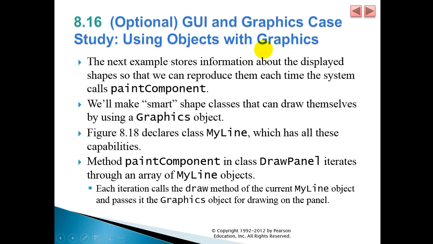So Chapter 8 talks about using objects within graphics. The idea is basically we're going to make our own shapes that draw themselves using a graphics object. For example, MyLine will be the first one that we do, when it iterates through an array of MyLines and draws each one. So it's kind of like compartmentalizing the graphics drawing of these things.